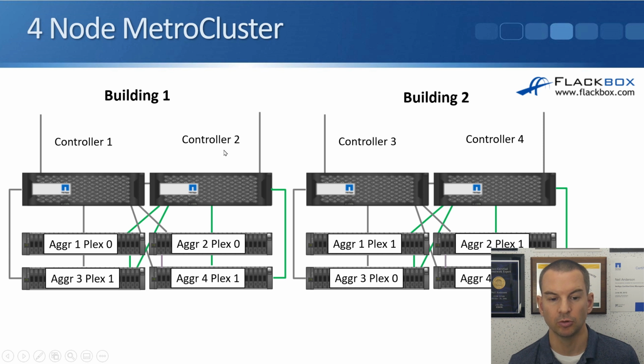Aggregate 2 plex 0 is owned by controller 2, and it's mirrored over to aggregate 2 plex 1 connected to controller 4. Aggregate 3 plex 0 is on controller 3, mirrored over to controller 1, aggregate 3 plex 1, and aggregate 4 plex 0 owned by controller 4, mirrored over to aggregate 4 plex 1 over in the other site. So you can see that it is an active-active configuration because aggregate 1 and aggregate 2 are owned by the nodes over in building 1. Aggregate 3 and aggregate 4 are owned by the nodes in building 2. Each aggregate is mirrored to both sites.